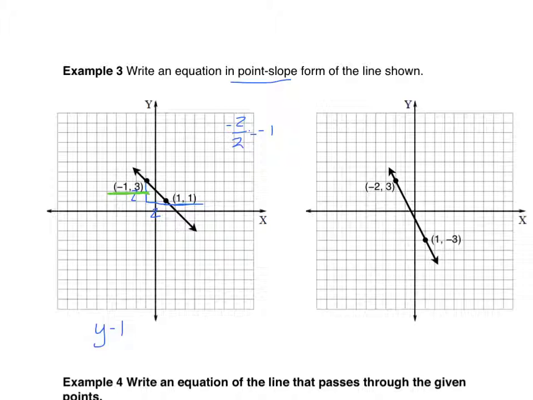I can go y minus 1 equals -1 times the quantity x minus 1, or I can say y minus 3 equals -1 times the quantity x plus 1. Again, both of those answers will be acceptable on a test. Once you find your slope, you can plug in either point. Okay, go ahead and try the second example. Should be just as easy.